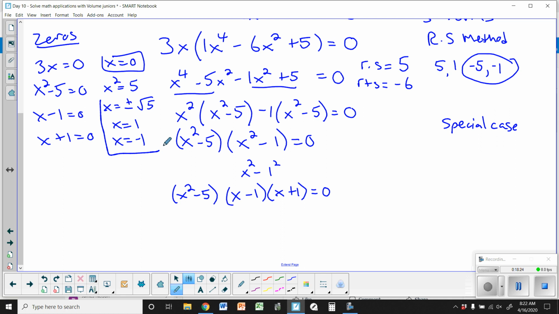And then these ones. Let's count up the number of zeros. We have 1 solution. We have 2 right here, plus square root of 5, minus square root of 5. And then we have 2 more, so that's 5. So if we write this out, and put these in order, x equals negative square root of 5, negative 1, 0, 1, and then square root of 5.